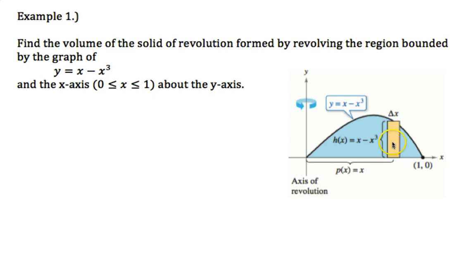My rectangle here is vertical, so we actually are going to use a vertical shell to find the volume. And this distance here, or this inner radius, is going to be x, and it's usually always going to be x. We'll talk about a couple examples where it's going to be just tweaked a little bit. And then the height is going to be the height of the rectangle from the x-axis up until it touches the curve, which is going to be x minus x cubed.